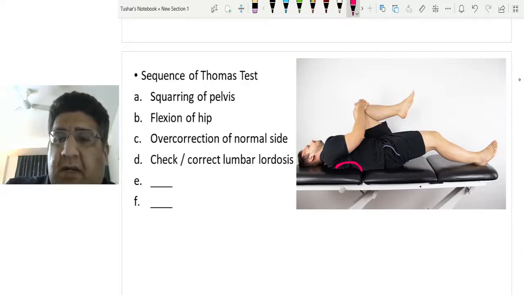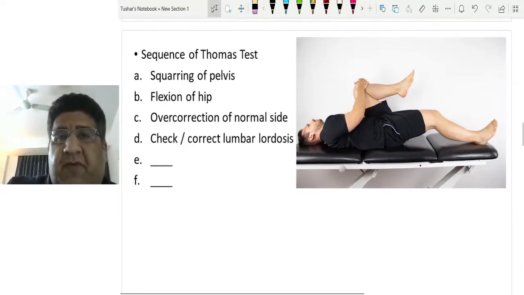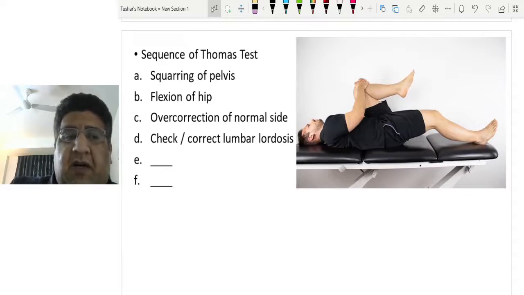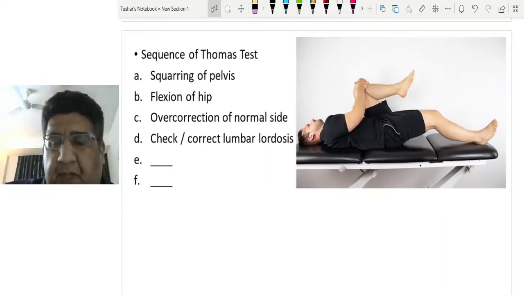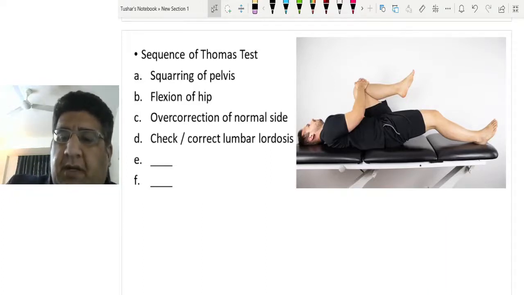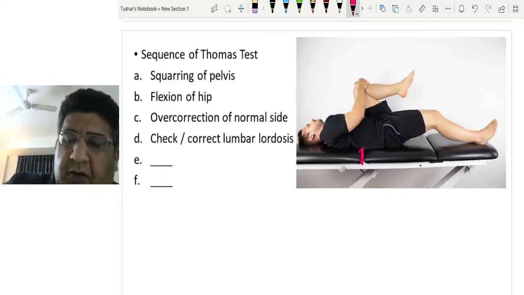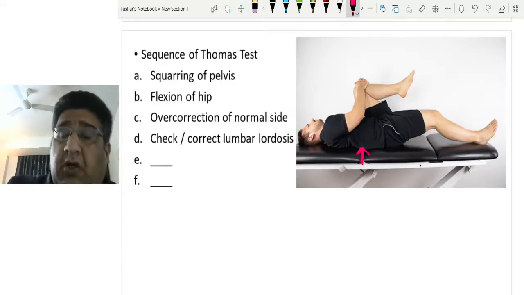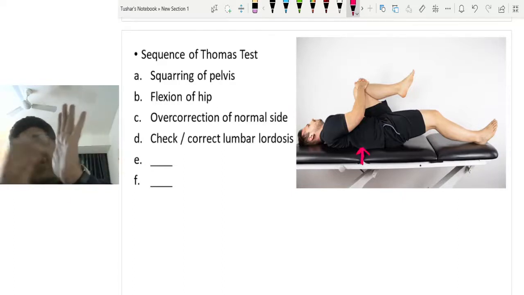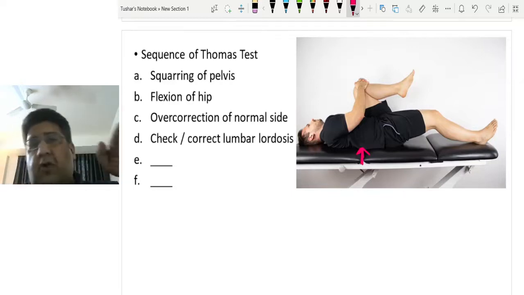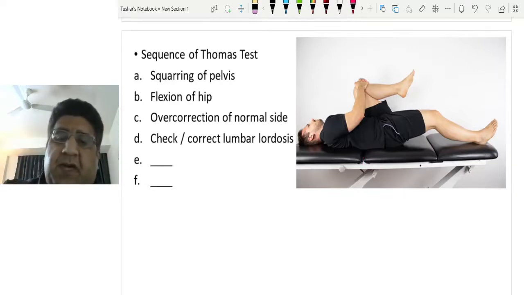As simple as that. The first thing required to perform the Thomas test is a flat hard bed. There should not be even a bed sheet, forget about the mattress or the cushion. Then you put your hand under the lumbar spine, with the palmar surface touching it. That means there is no lumbar lordosis; the lumbar spine is exactly straight.